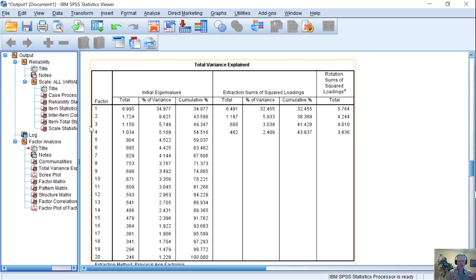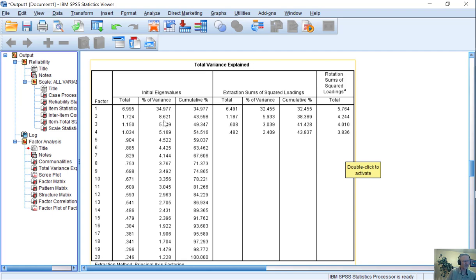Remember, all these items are designed to get at depression. So you would think that there's some things common to depression. And so this is a mathematical algorithm designed to try to get at what's common to depression. And what it's coming up with here is that the first factor gives us 35% of the common variance.